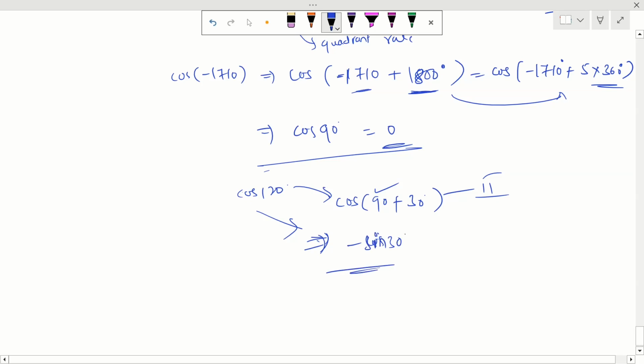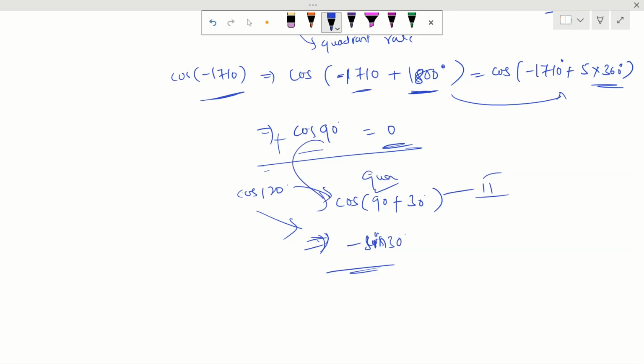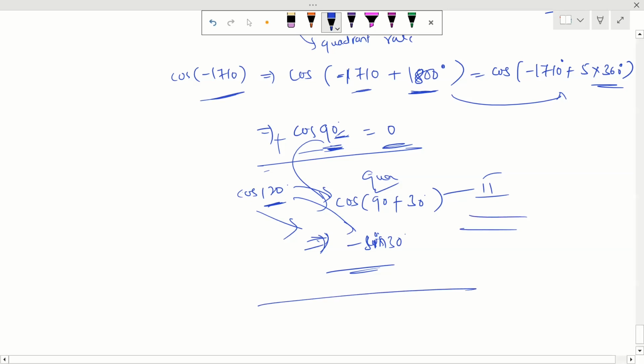Understood? When a negative is given, we have to convert it into a positive number, and again follow the quadrant rules. Here 90 degrees is available, so for 90 degrees it is 0. If it is not available in the table, like 120, then again we have to follow the quadrant rules. Understood? This is the meaning of this.